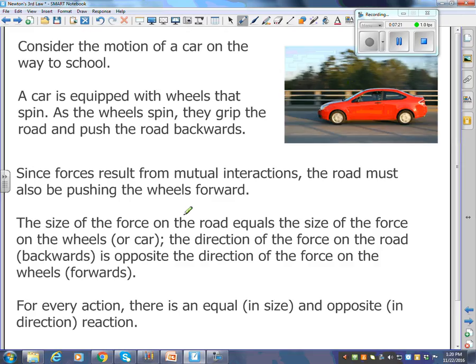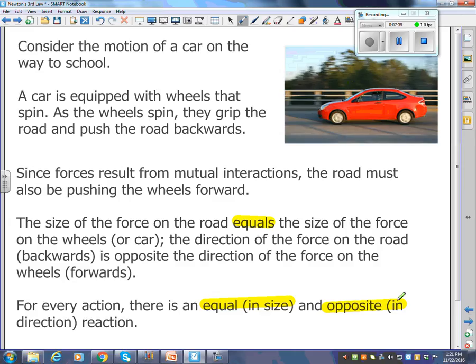The size of the force on the road, what do you know? It equals the size of the force on the wheels of the car. The direction of the force on the road, backwards, is opposite the direction of the force on the wheels, forward. For every action, there is an equal and opposite reaction.